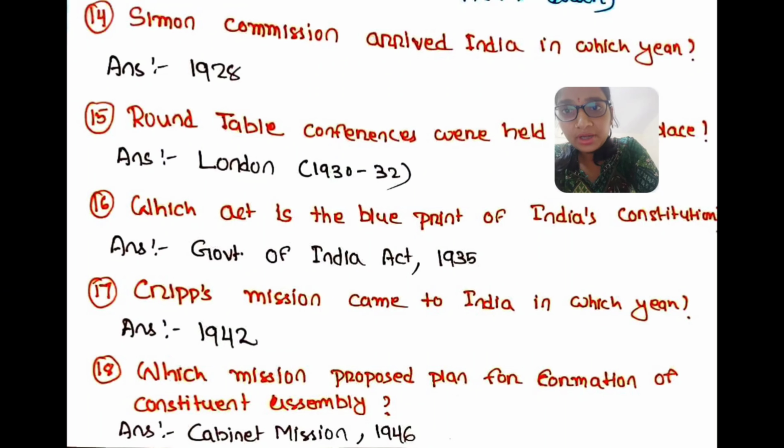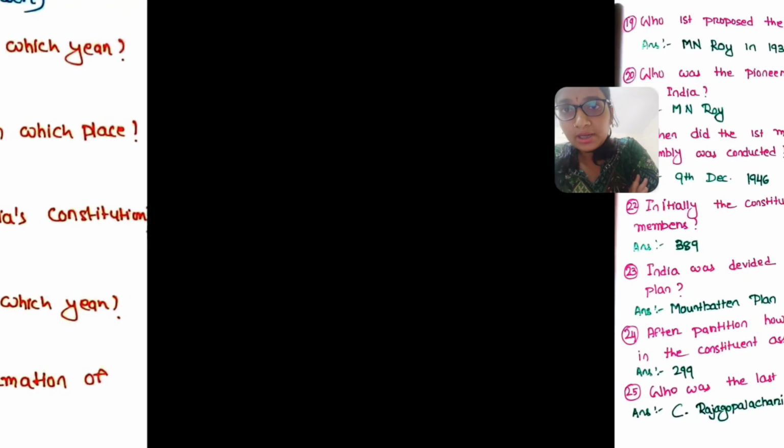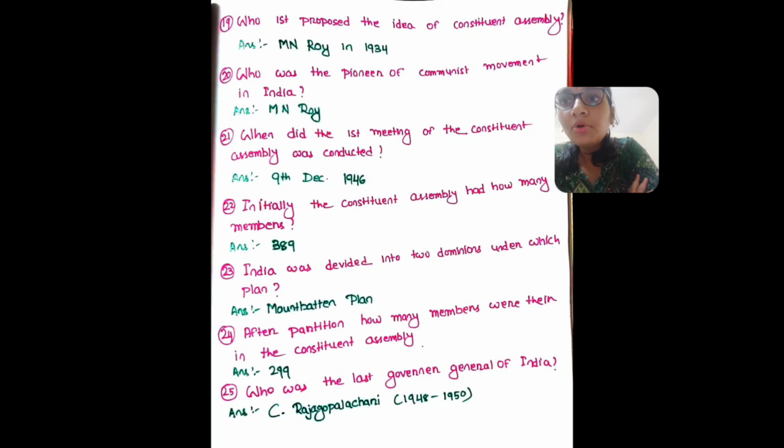Cripps mission came to India in which year? It is in 1942 under the chairmanship of Sir Stafford Cripps. And which mission proposed a plan for the formation of the Constituent Assembly? It is the Cabinet Mission of 1946. Who first proposed the idea of the Constituent Assembly? It was M.N. Roy. In 1934, he proposed the idea of the Constituent Assembly for the first time. Who was the pioneer of communist movement in India? He was also M.N. Roy.